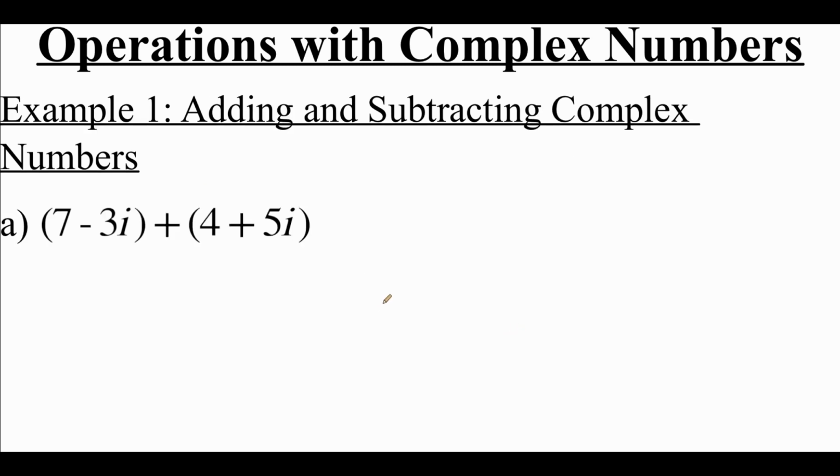So in this first example, we're looking at adding a couple of complex numbers together. We've got 7 minus 3i plus 4 plus 5i. We said we were going to look at the real numbers first. So we've got 7 and 4. We're supposed to add those together. So 7 plus 4 is 11. And then we're going to look at the imaginary number separate. So we've got negative 3i, and we're supposed to add 5i to that. Well, if we think about just combining those, negative 3i plus 5i is 2i. So we end up with 11 plus 2i.